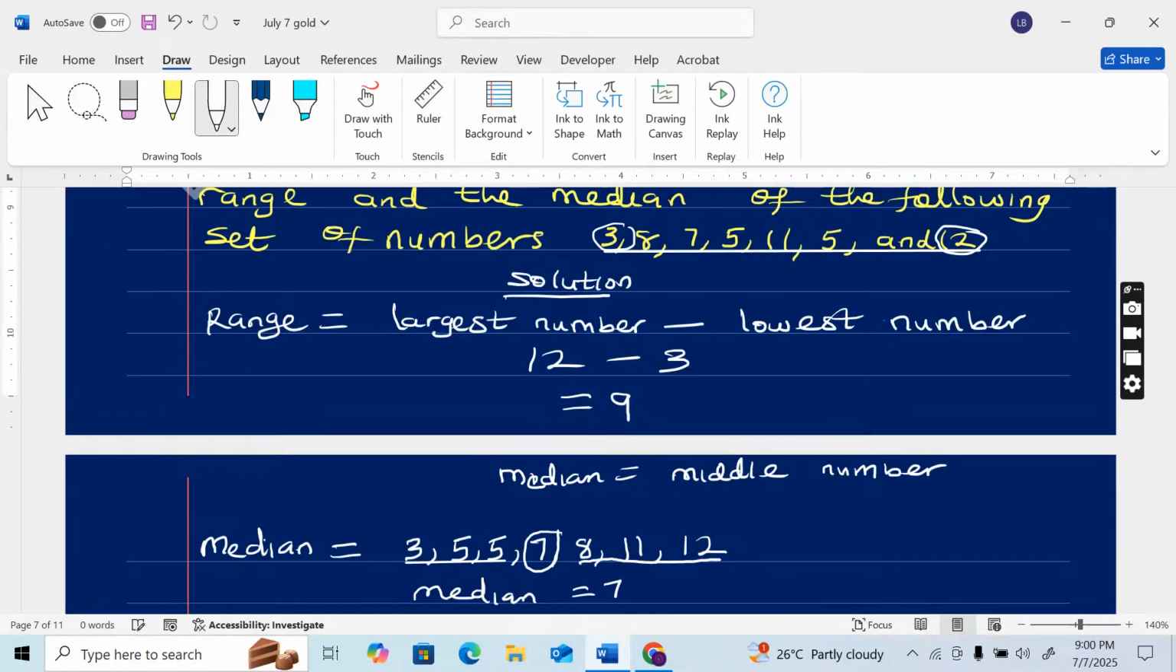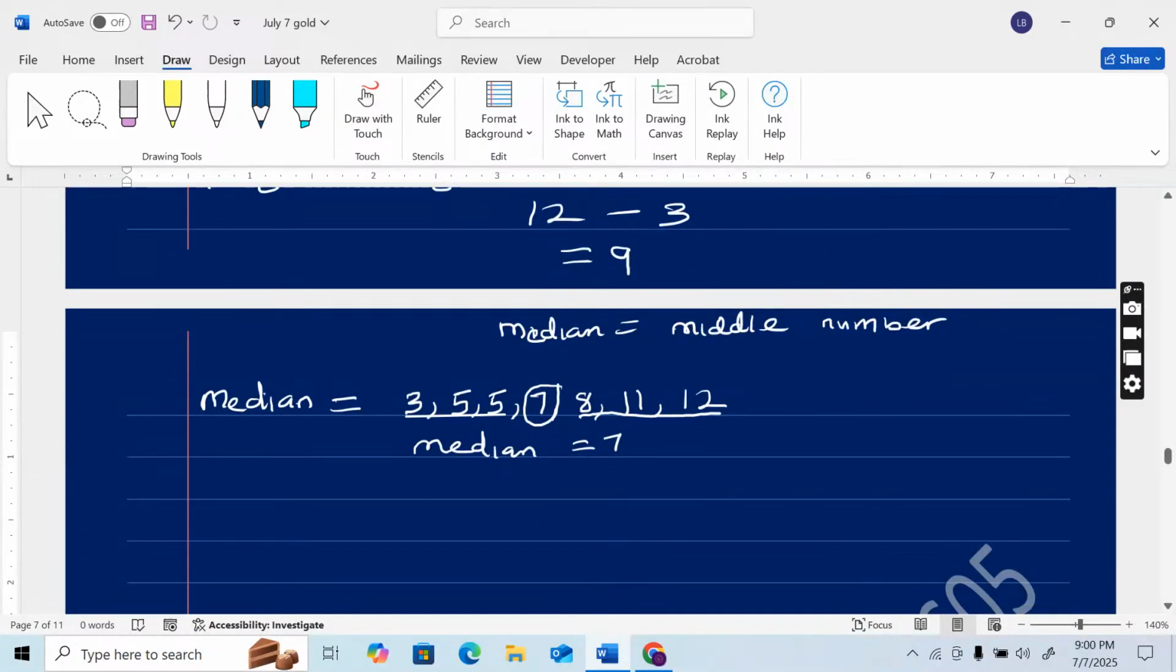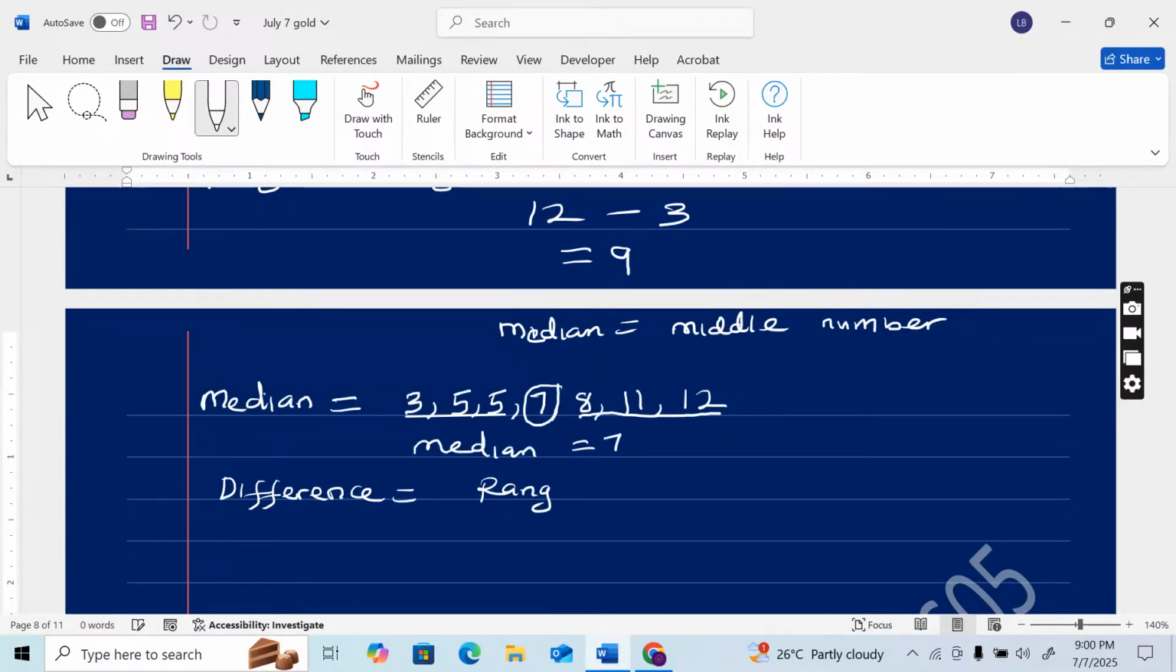Now the question says find the difference between the range and the median. Since we have gotten the range to be 9 and the median to be 7, we now subtract. The difference equals the range minus the median, 9 minus 7. So the answer is 2. Thank you very much, everybody. I believe you get what we've done. Very good.